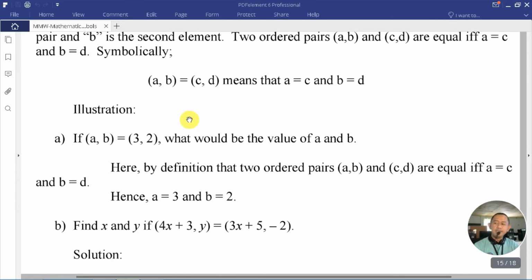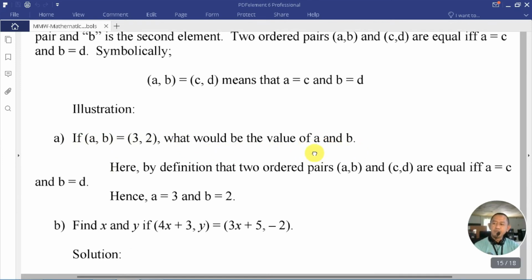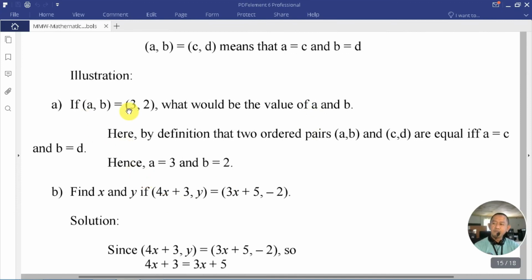So, para masabtan, dali lang masabtan, if (A, B) is equal to (3, 2), what would be the value of A and B? Unsa may sulod sa A and B? So, by definition, the two pairs (A, B) and (C, D) are equal if and only if A is equal to C and B is equal to D, so ang value sa A is 3 and value sa B is 2.